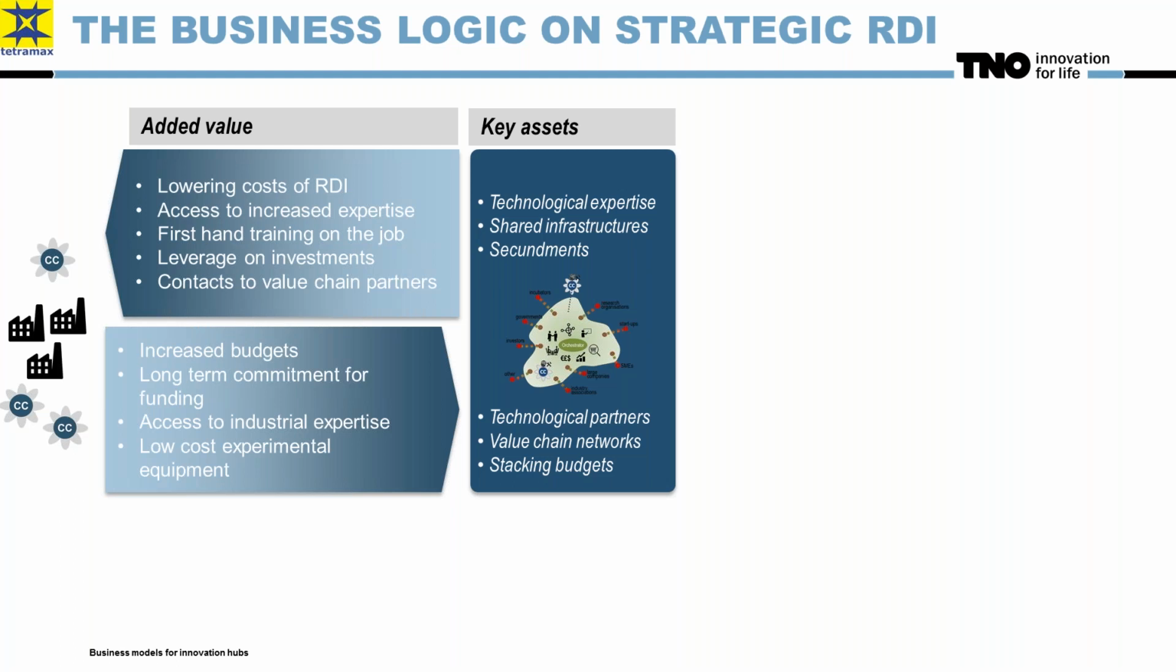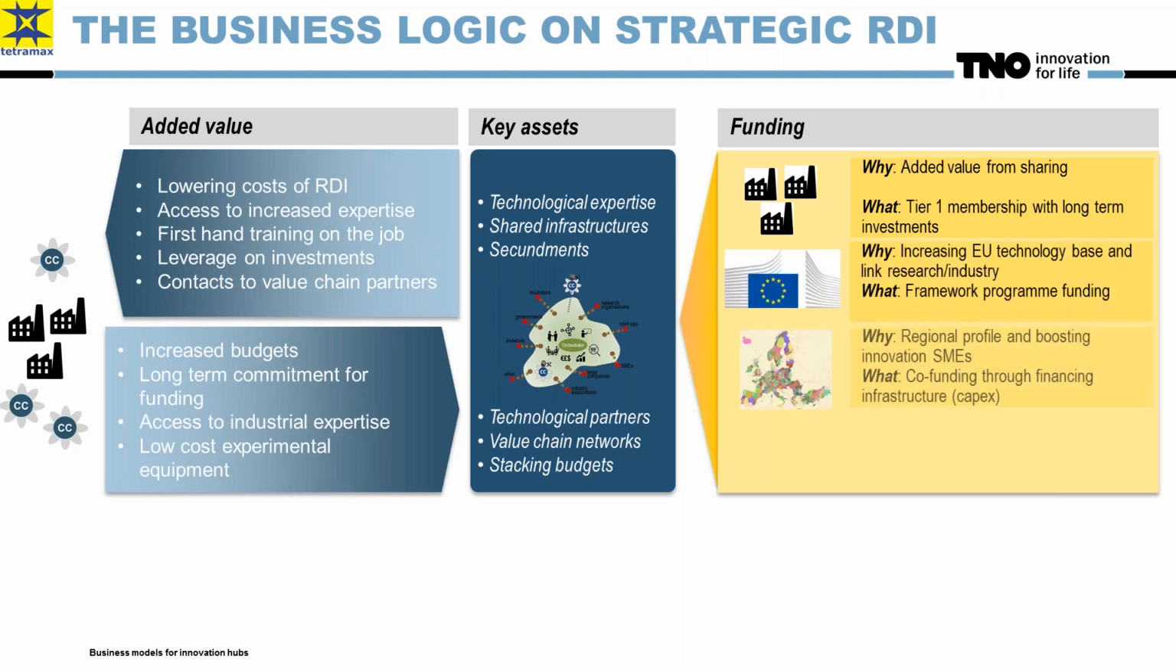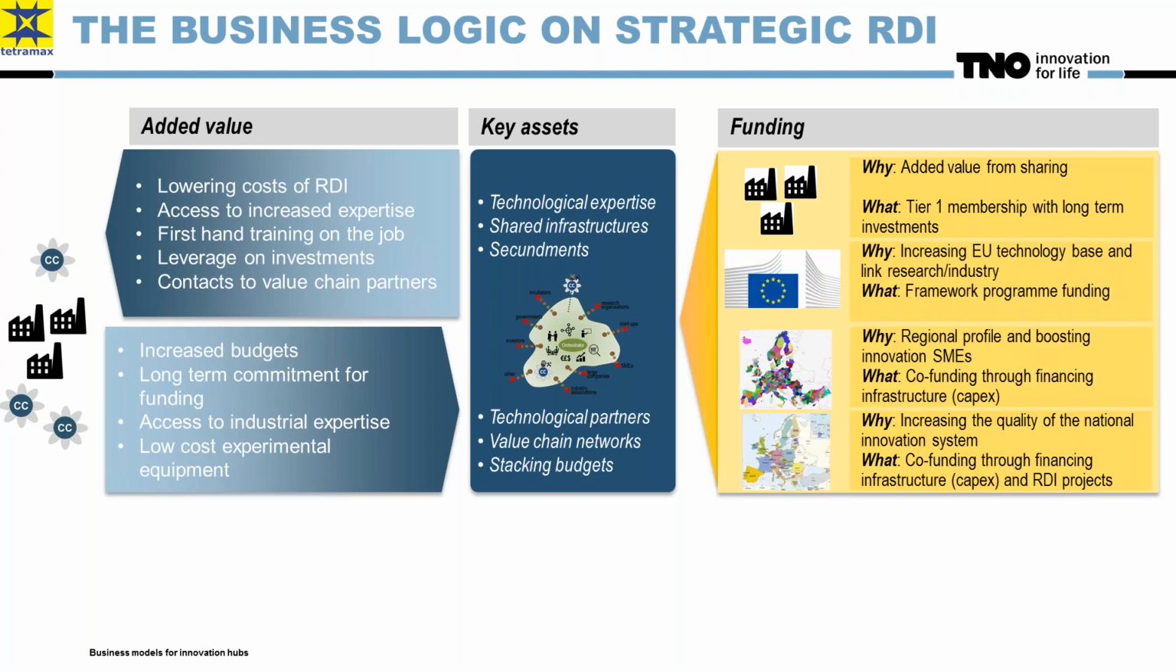This last bullet is about having your customers bring in some experimental equipment on your premises, and that's interesting for them, because they can beta test that technologies, and you can add it up to your core capex. How is it funded? By industry. Why? Because the sharing has added value, and this is about the tier 1 memberships, long-term investments.